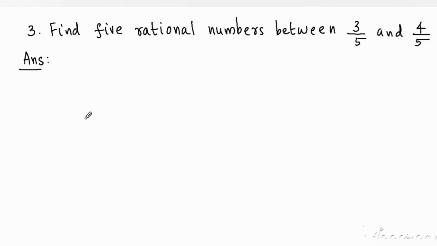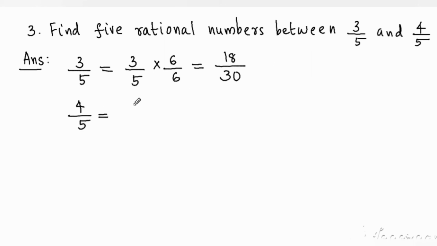It is a similar problem, so you have to find 5 rational numbers between 3 by 5 and 4 by 5. You can see the denominators are the same, so multiply the numerator and denominator of the given rational numbers by a number which is greater than 5. Here 5 is the denominator, so I am going to multiply these rational numbers by 6. So 6 is greater than 5. You can multiply numerator and denominator by 6, you will obtain 18 by 30. Similarly, multiply 4 by 5 by 6. Multiply the numerator and denominator by 6. So 4 times 6 is 24 by 5 times 6 is 30.